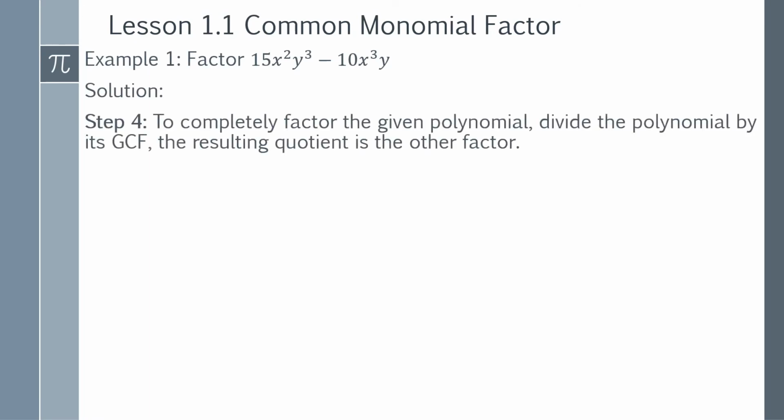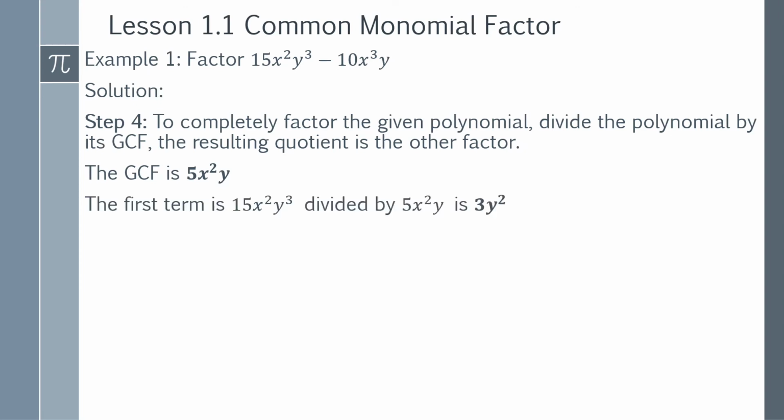Next, step number 4. To completely factor the given polynomial, this is the last step. Divide the polynomial by its GCF. So, yung GCF na nakuha natin sa step 3, magiging divisor ng polynomial or ng given. Di-divide natin tong dalawa na to doon sa nakuha nating GCF sa step 3. First is, ano ang GCF? 5x squared y. The first term is 15x squared y cubed. Divided by 5x squared y is 3y squared.